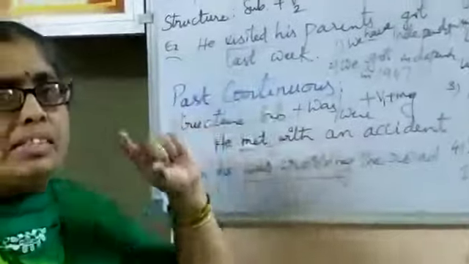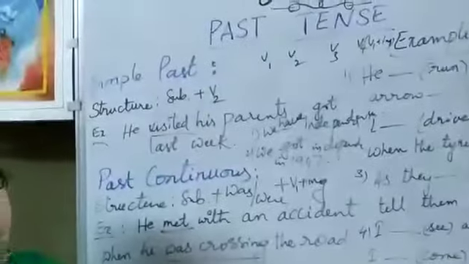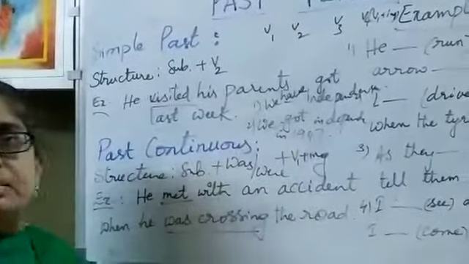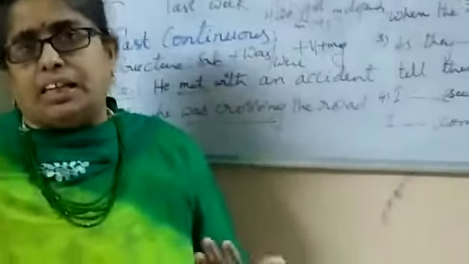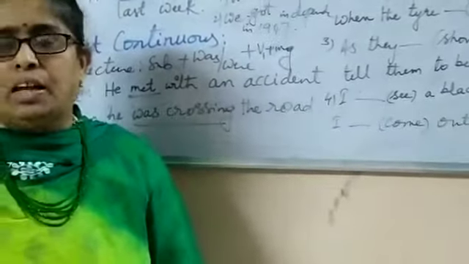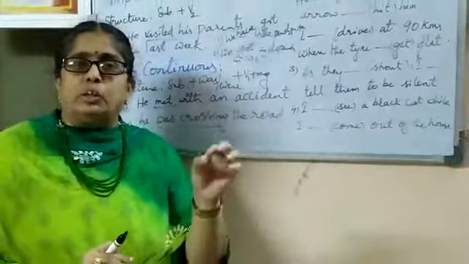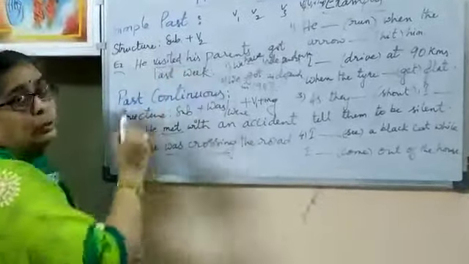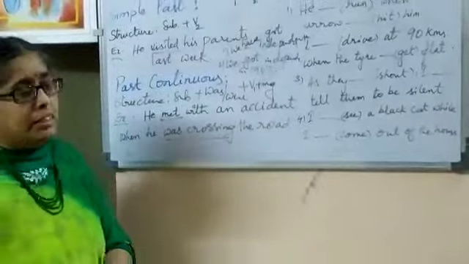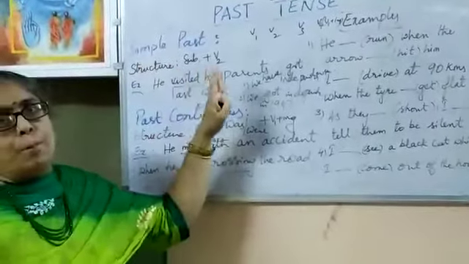Now we once again come to simple past tense with a point of time. That means whenever there is an adverb, yesterday, last week, last year, previous week, previous day, then we use definitely simple past tense. What is the verb form? V2 here. Got it? This is all about simple past tense.